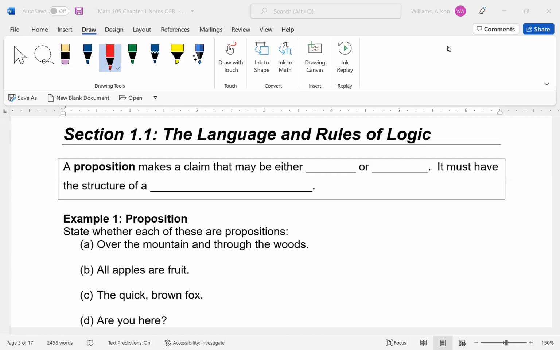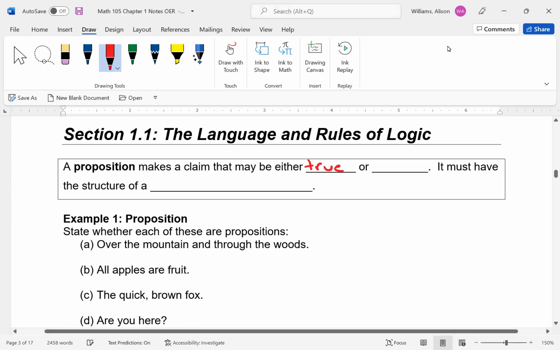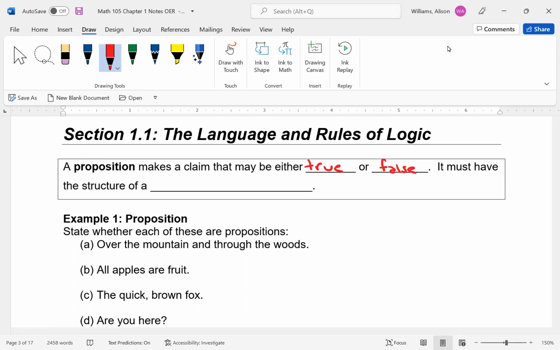In this video, we're going to start looking at the language and rules of logic. And as we talked about in the last video, our goal is to start analyzing arguments. But to do that, we need some language and some structure in place. So first, a proposition, which we talked about last time, makes a claim that may be either true or false. So it has to have a true or false nature, and it needs to be the structure of a complete sentence.